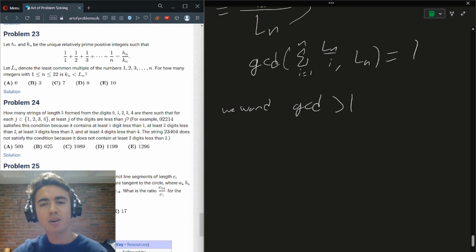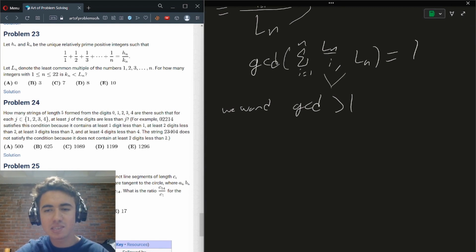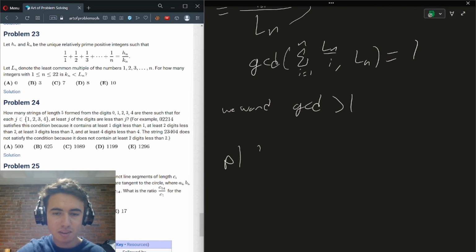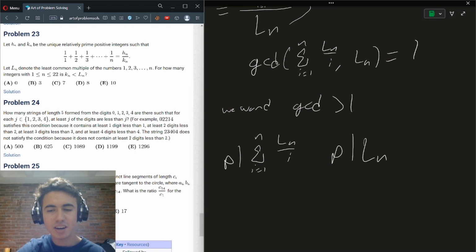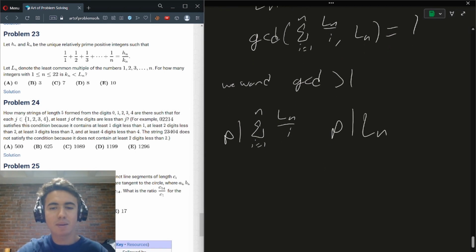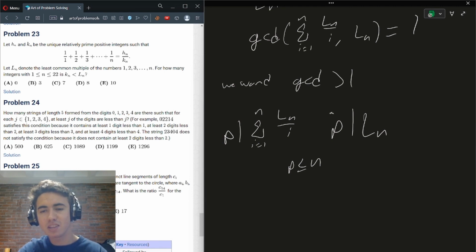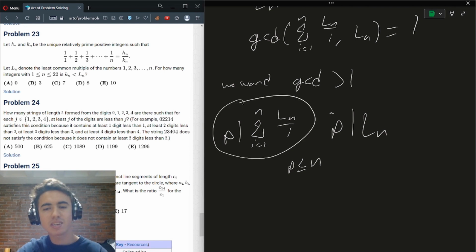So when will this happen? Whenever this happens, we need some factor greater than 1 dividing both of these terms. And since any such factor will have some prime as a factor, we can just say we want some prime that divides both the sum of I equals 1 to n of ln over I, and also divides ln. Of course that prime is going to be less than or equal to n, and by definition, if this prime is less than or equal to n, it's going to be a factor of the least common multiple of the numbers from 1 to n. So this one is a given. The only term we really care about is this. We want to see when this is the case.